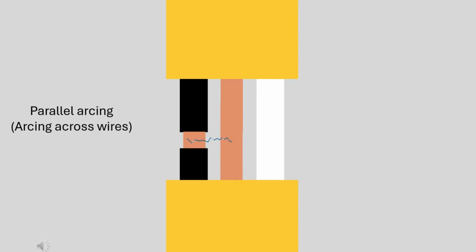So you have parallel arcing, which would be the arcing occurring from the hot wire over to the neutral wire or to the ground wire. For this parallel arcing to occur, the insulation on the hot wire has to be damaged. And then you have series arcing. That's where the arcing occurs on the hot wire. Because of a break in the hot wire, the electricity is jumping over, basically crossing that break.